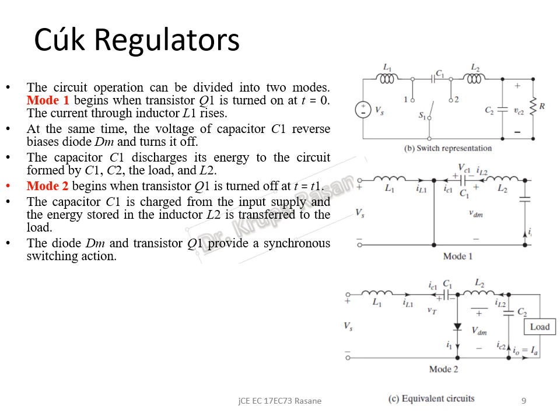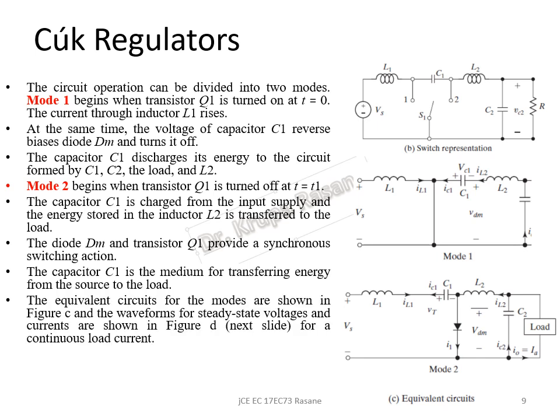The diode DM and transistor Q1 provide a synchronous switching action. So you see when it switches this side, who is supplying the load current? Your C1 is supplying, and in mode 2 who is supplying? The L2 will be supplying the load current. So for both the switching operations, the load will be getting the current. The capacitor C1 is the medium for transferring energy from the source to the load, since it is connected in series with the load as well as to the load.